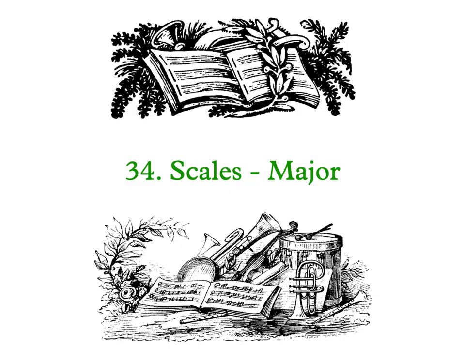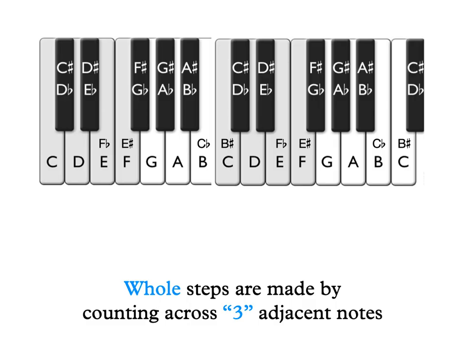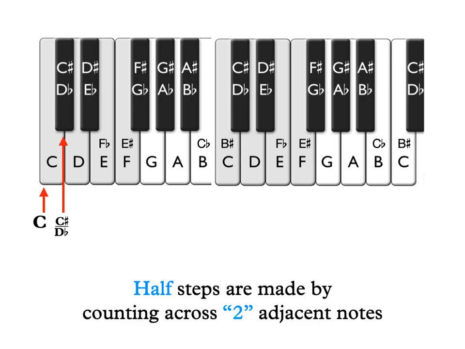Okay. Again, we have a whole step, which is 3 adjacent keys. So there's 1, 2, 3. And that's a whole step between C and D. And we have our half step, C to C sharp, D flat. That's 2 adjacent keys, which is our half step.